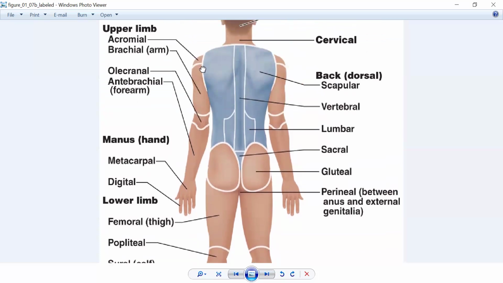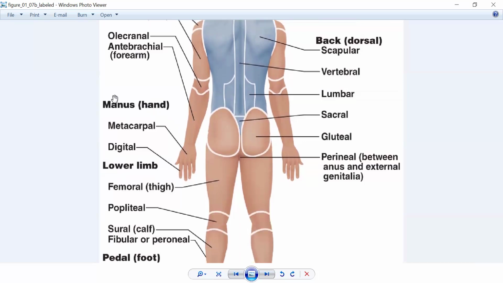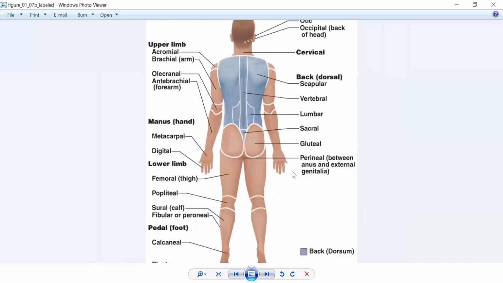Again, the upper shoulder is acromial. The upper arm is brachial. Now, the back region here where your elbow would be is called olecranon. And then the forearm again is antebrachial, just like in the front. The whole hand, remember, is manus. Then you have metacarpal. The thumb again, if I remember correctly, was the hallux. And then the fingers again are digitals. And those are your anatomical regions.